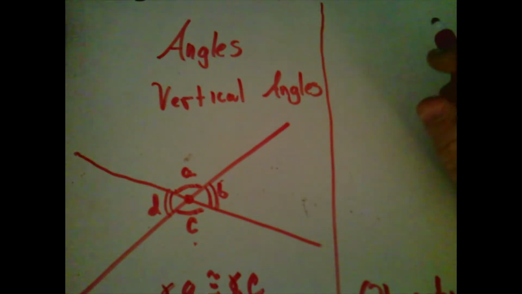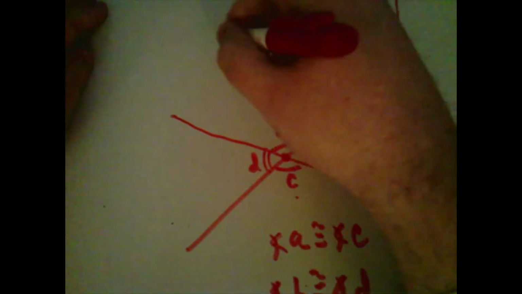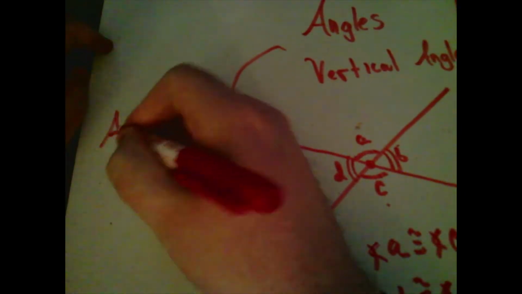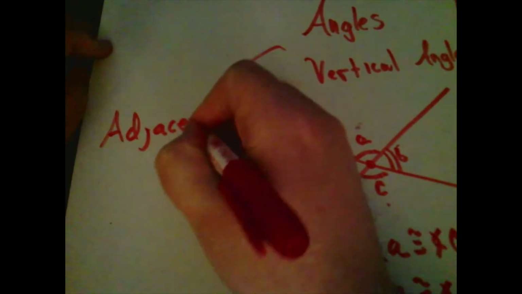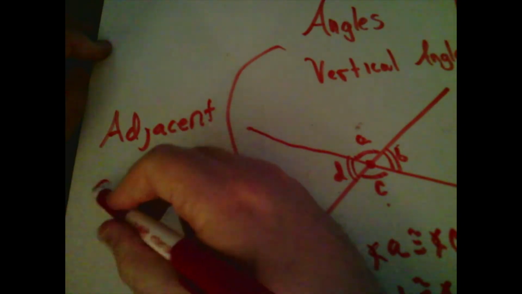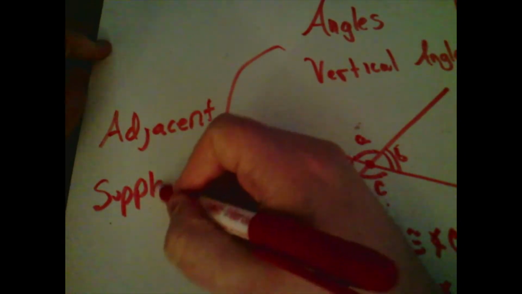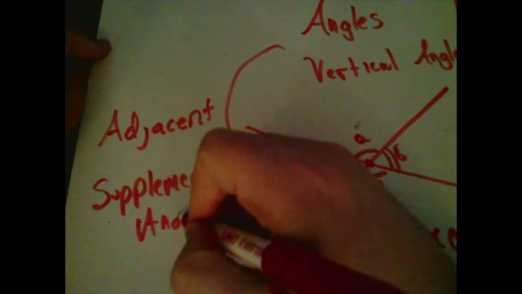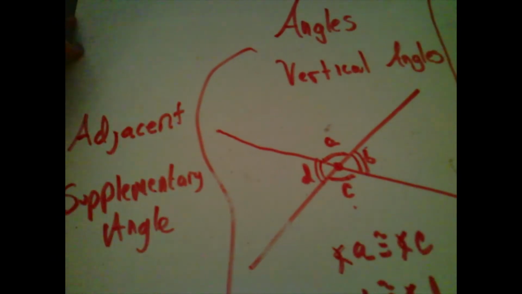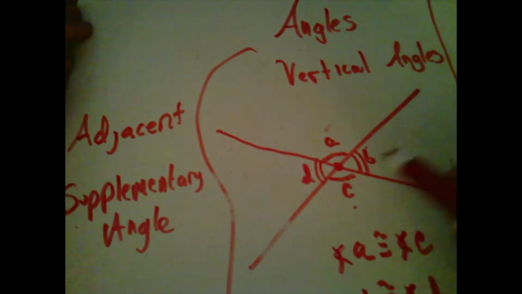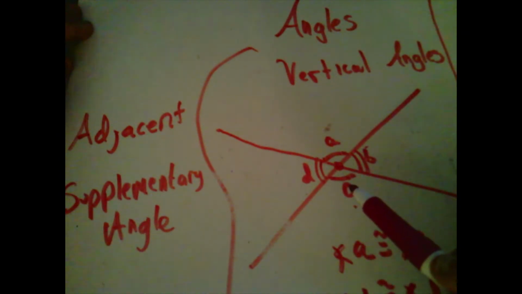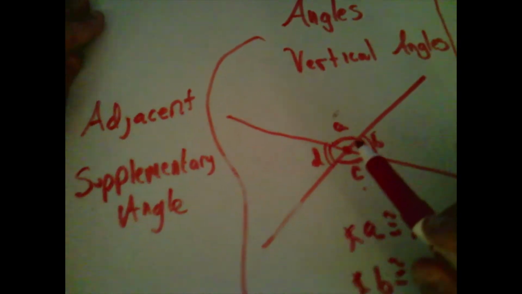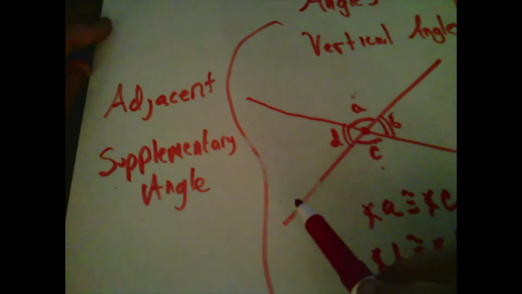The first observation we're going to make has to do with some adjacent angles. And there's another vocab word for you. Let's bring that over here, adjacent angles. And we're also going to talk about supplementary angles as well. So let's point out some adjacent angles here. Angle A and angle B are adjacent. What does that mean? It just means that they're next to each other. And an interesting thing, they are also supplementary.